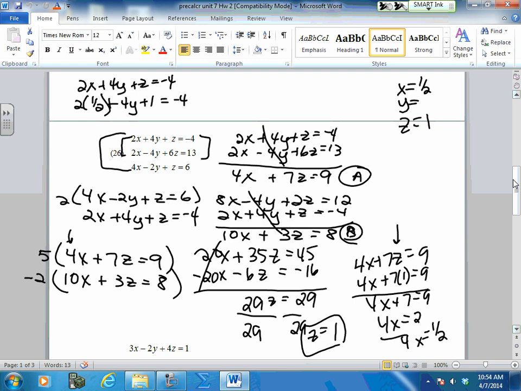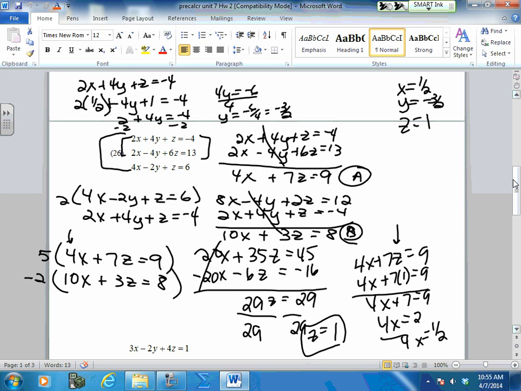So this will give me 1, and 1 plus 1 is 2. I'm going to subtract 2. So I'm going to get 4y is equal to negative 6 and divide by 4. Negative 6 over 4 and reduce this: negative 3 over 2. Now, if you want to make sure this is right, just take one of these and plug all 3 into it. They have to work. And it's a good check.